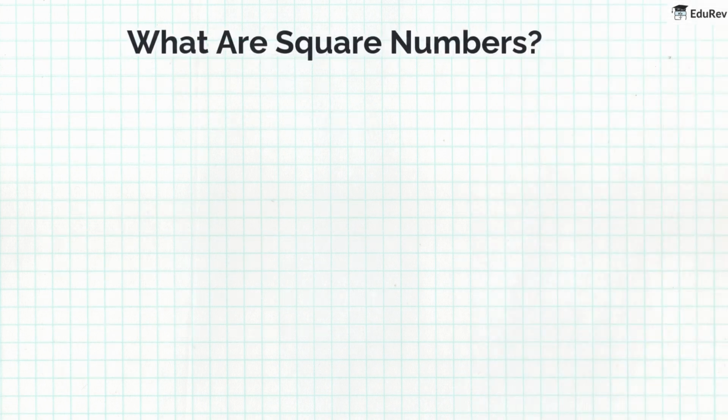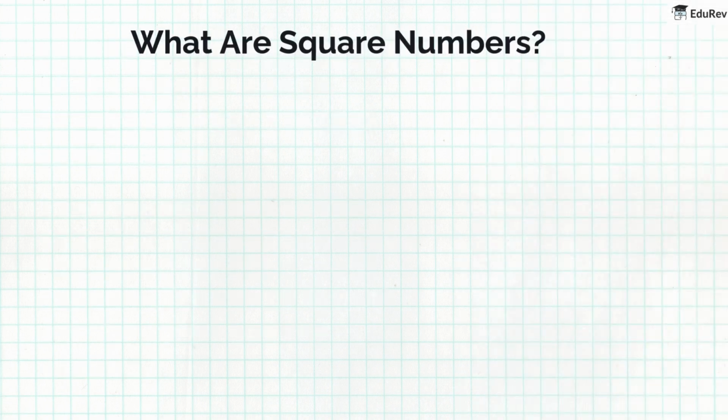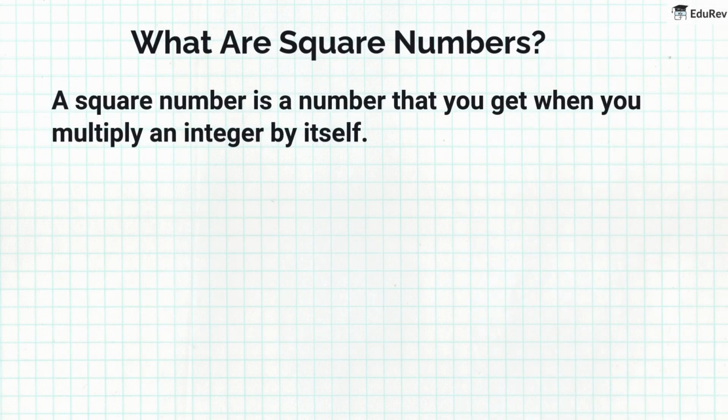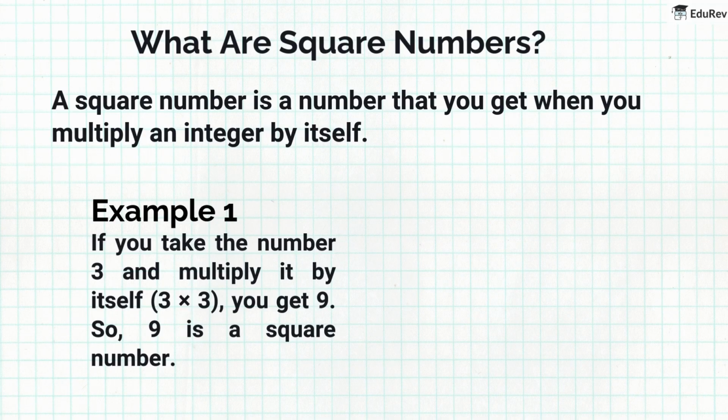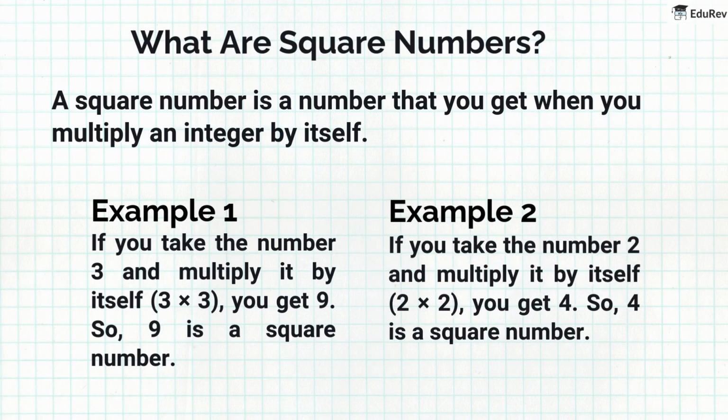So, what exactly are square numbers? A square number is a number that you get when you multiply an integer by itself. For example, if you take the number 3 and multiply it by itself, 3 times 3, you get 9. So, 9 is a square number. Another example is if you take the number 2 and multiply it by itself, 2 times 2, you get 4. So, 4 is also a square number.